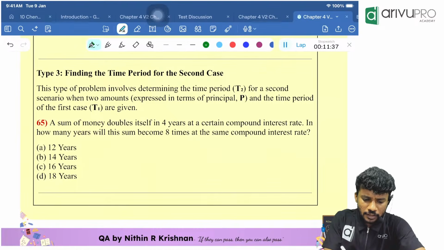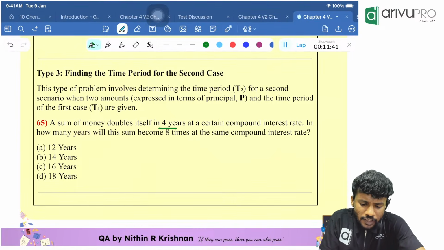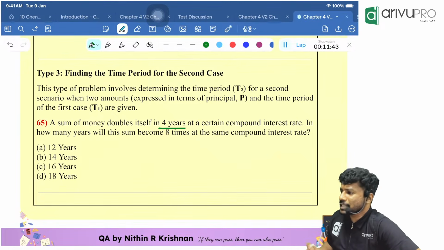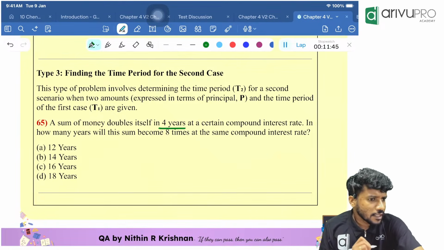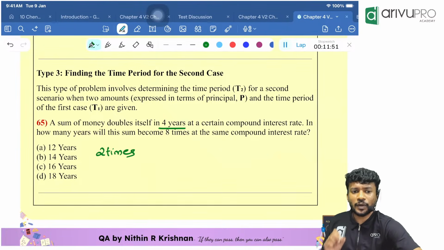Okay. Here, a sum of money, they are giving it as it doubles itself in 4 years. Doubles means can I write it as 2 times? I'm going to show you another shortcut.